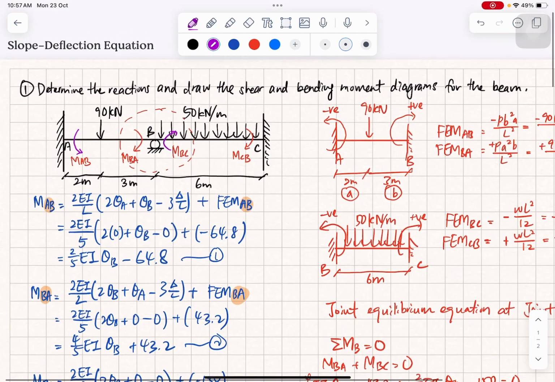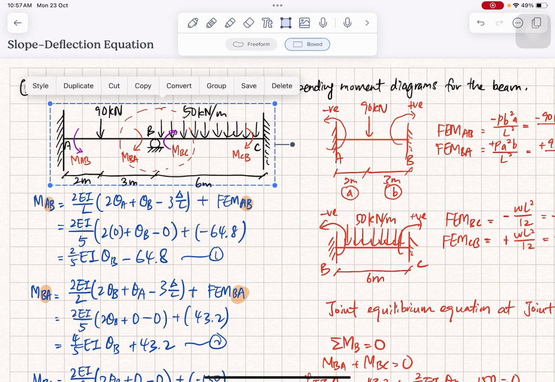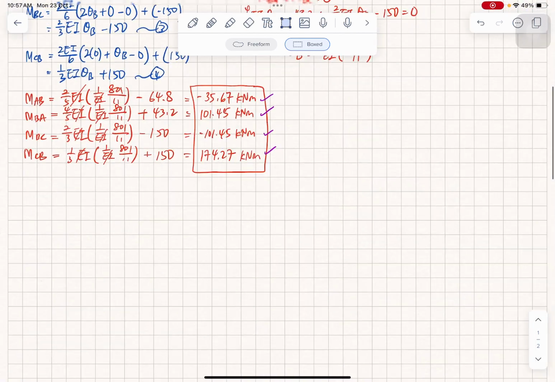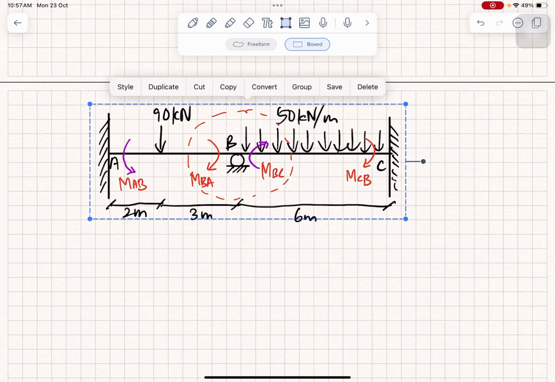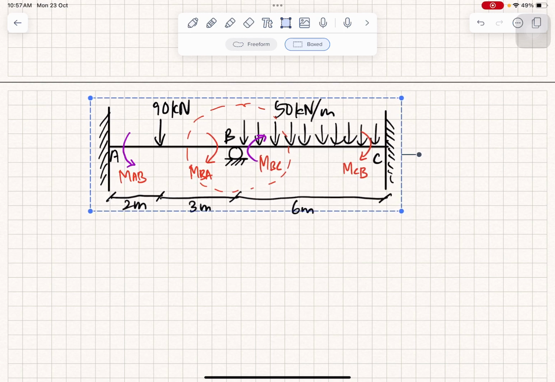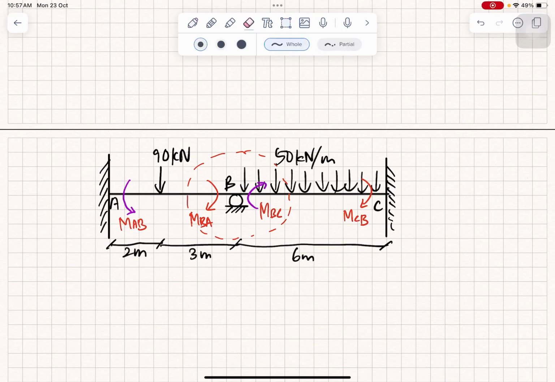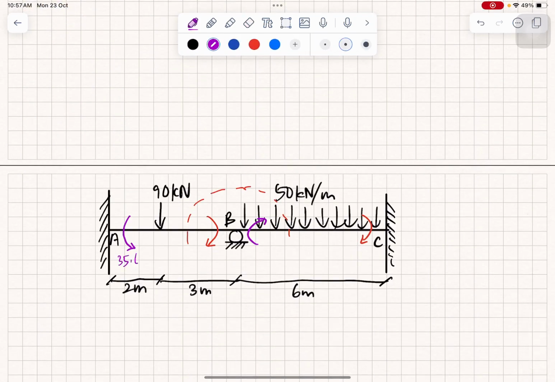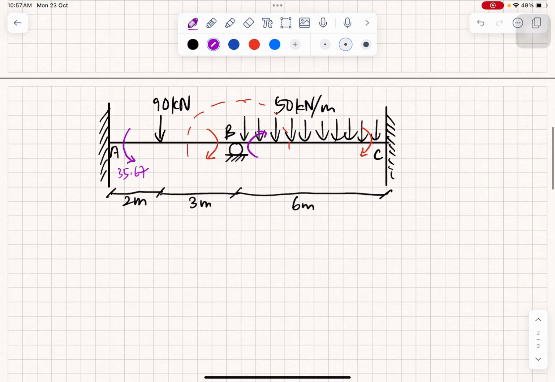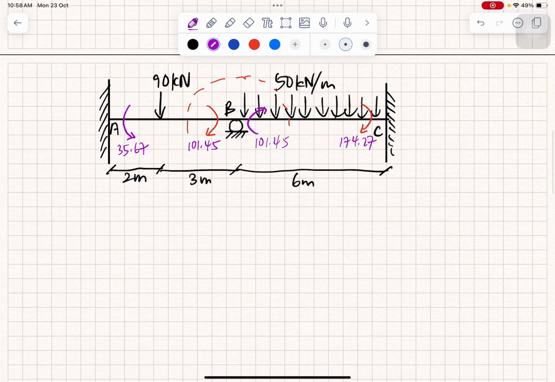Okay, so let us move this down and we can start drawing the moment diagram. Here I'll just delete it, remove it first. So first one we'll get 35.67. Another one 101.45. Last one 174.27. After we get the moments, we need to find the shear.